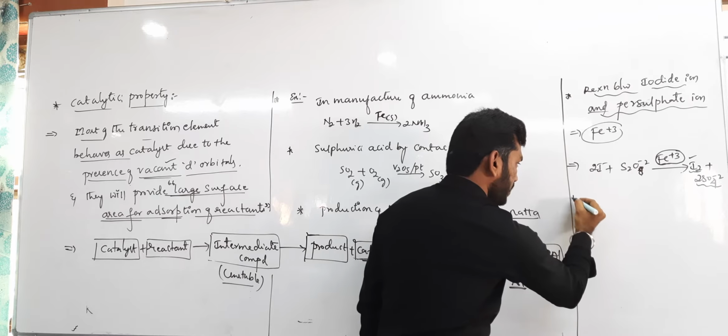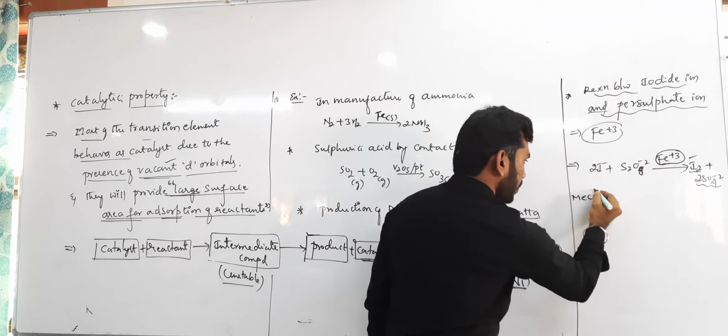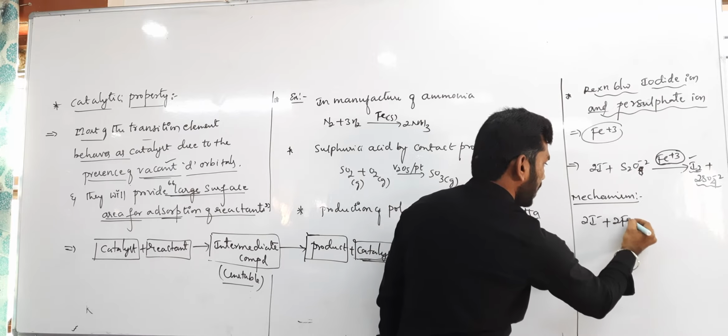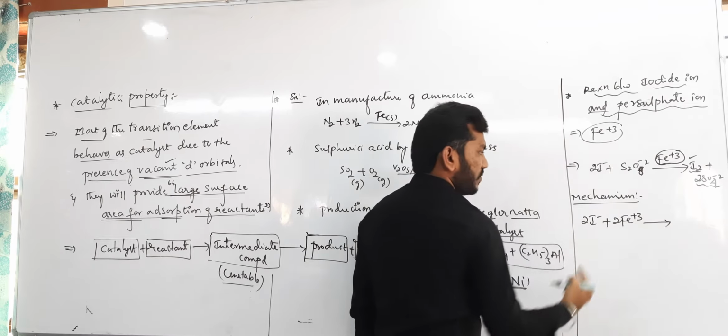You just see the mechanism, by the way. We have 2I minus, and we have Fe+3. Fe+3 gains electrons from I minus, and hence I minus becomes I2, and Fe+3 becomes 2Fe+2. Again, 2Fe+2 reacts with persulfate. This Fe+2 ion gives electrons to persulfate, which becomes sulfate, and again it is 2Fe+3. See, we got our actual catalyst back.